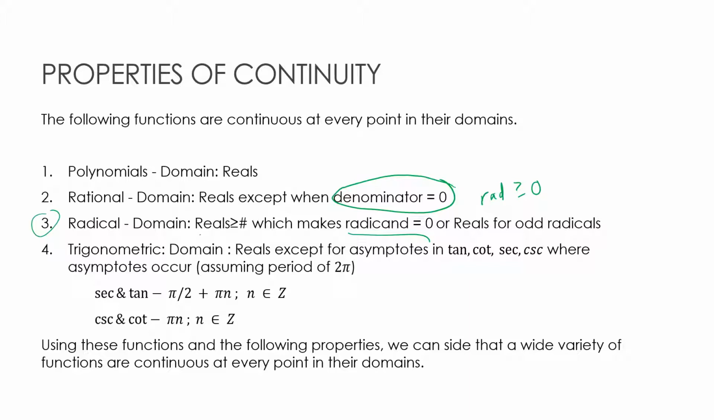So again, reals that are greater than or equal to the number which makes the radicand 0, which in essence is saying make the radicand greater than or equal to 0, as we just did on our last example. Trigonometric functions: reals except for asymptotes that occur in tangent, cotangent, secant, and cosecant. And this gives us a reminder of where that is, again assuming a period of 2 pi. And then again, always verify with your calculator if you need to, but this gives you a nice idea of where those functions are continuous.